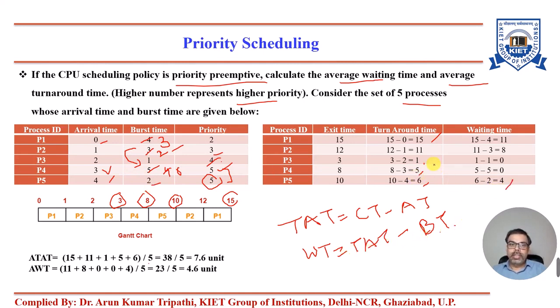Now, the average turnaround time and average waiting time we can find as follows. We sum all the turnaround times divided by the number of processes, which is 5. So 15 plus 11 plus 1 plus 5 plus 6 divided by 5, that is 7.6. And for the average waiting time, 11 plus 8 plus 0 plus 0 plus 4 divided by 5, that means 4.6.